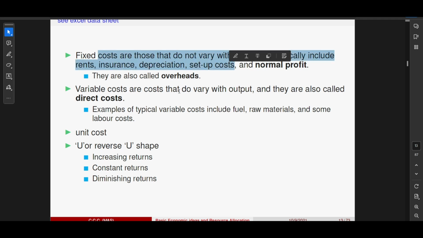So fixed costs. This should be straightforward. Here overhead comes out. This is a new terminology. It says fixed costs are those that do not vary with output and typically include rents, insurance, depreciation, setup costs, and normal profit. They are also called overheads.